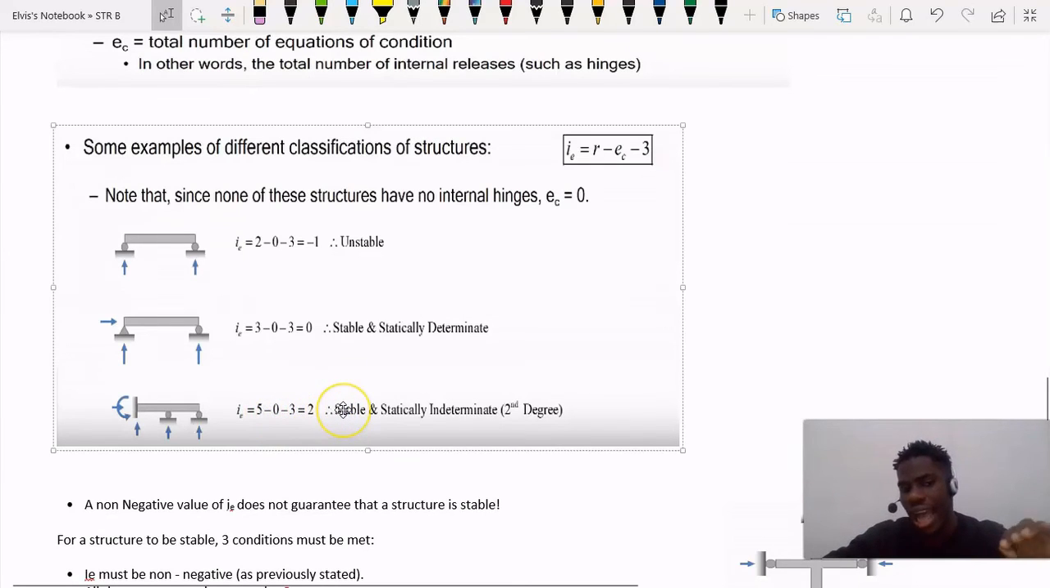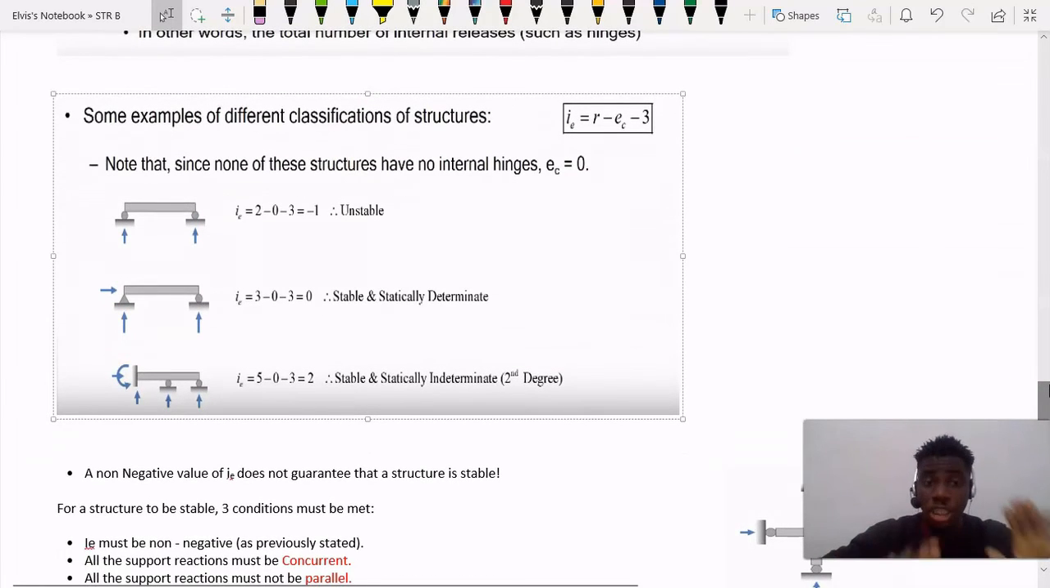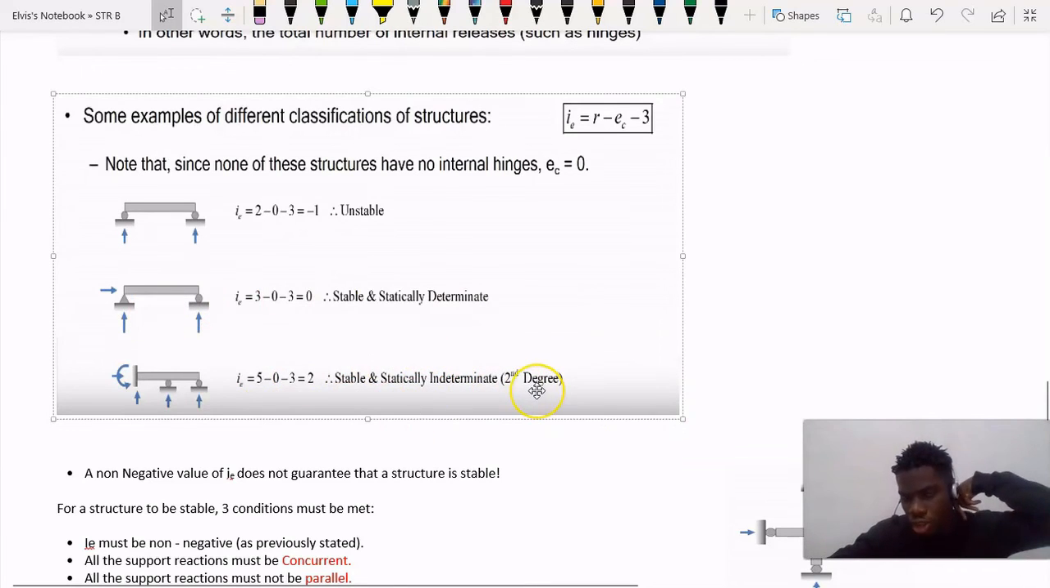Now, guys, because I sub E is greater than 0, this structure is stable. Yes, it's stable, but it is statically indeterminate to the second degree, because we have more unknowns than equations of equilibrium. We are going to deal with stable and statically indeterminate structures in structural analysis 2. We are going to focus more on stable and statically determinate structures in structural analysis 1.